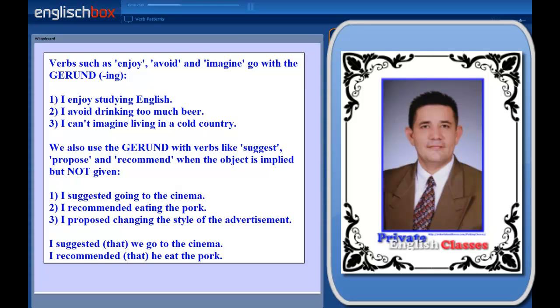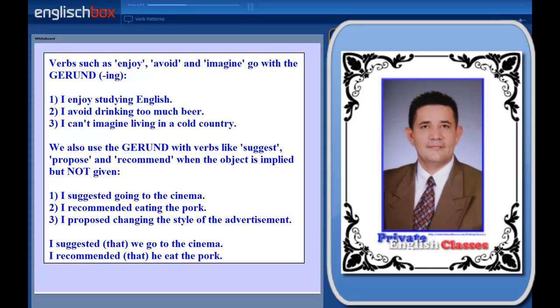You'll notice here we don't use any object because the object is implied from the context. If you want to bring in an object, then we normally introduce a new clause. I suggested we go to the cinema, or I recommended he eat the pork. These are examples of the subjunctive in English. You'll notice in the last sentence we use he eat and not he eats.